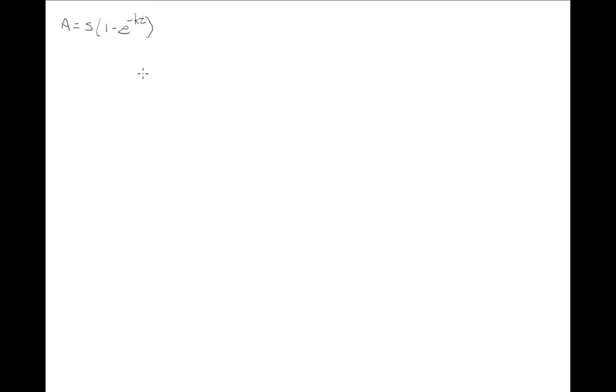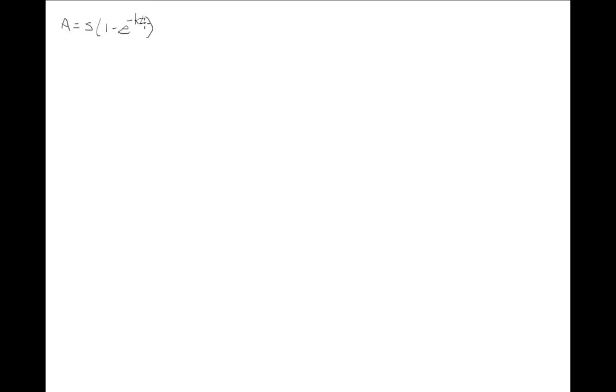This formula gives the alcohol concentration after a certain amount of time, for something like the fermentation of a wine. S is our sugar content. We don't know what k is, but t is our time in hours.